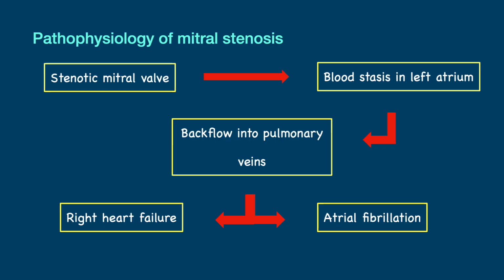So what happens in mitral stenosis? Because of stenosis of the mitral valve, the blood cannot flow properly into the left ventricle. Thus, this causes a blood stasis in the left atrium, and the blood flows back into the lungs to the pulmonary veins and ultimately into the right heart. Therefore, there is a risk of right heart failure and an increased risk of atrial fibrillation due to the overstretching of the left atrium. Atrial fibrillation may increase the risk of embolization and may result in acute ischemia of the legs, stroke, or mesenteric ischemia.